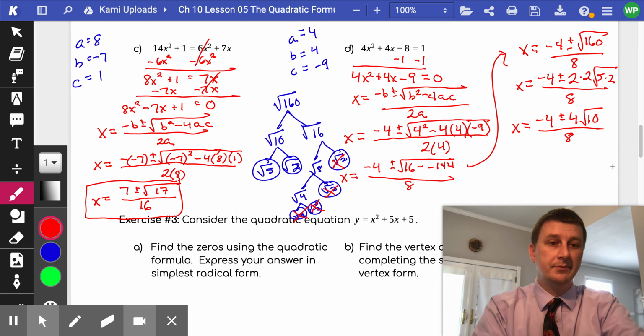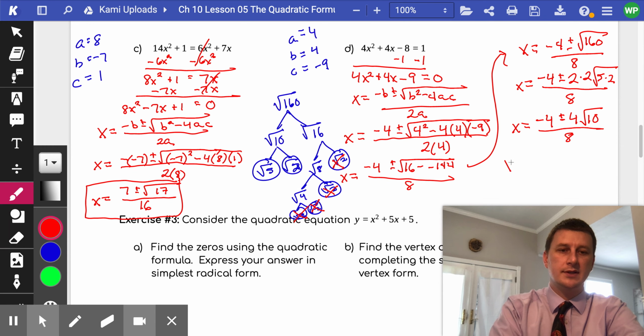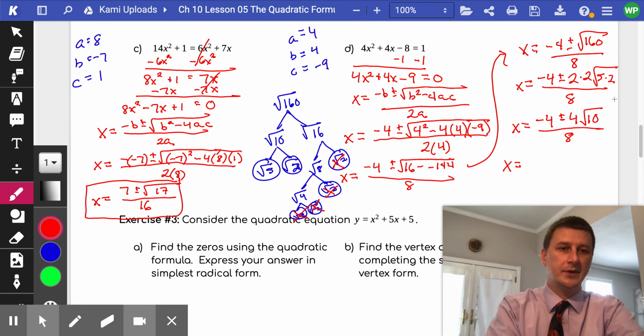Now that I have the simplest radical form right here, my last step is to look at all of my terms and see if they all have a GCF. I'm looking at the 8, the 4, and the negative 4 specifically. Do they all have a GCF? Again, we ignore the square root of 10 because numbers that are in the square root we're not concerned about. We're only concerned about the 4, the coefficient of the square root, the negative 4, and the 8. So the greatest common factor of those three numbers is 4, so we could divide all three of these numbers by 4 to get an even simpler version of this answer.